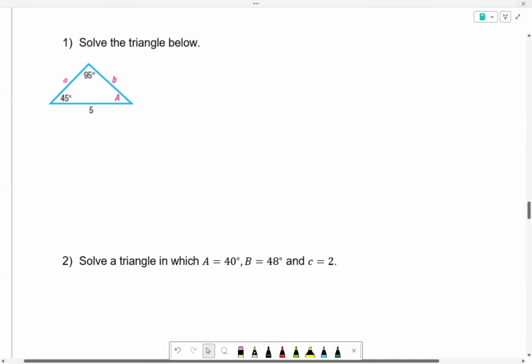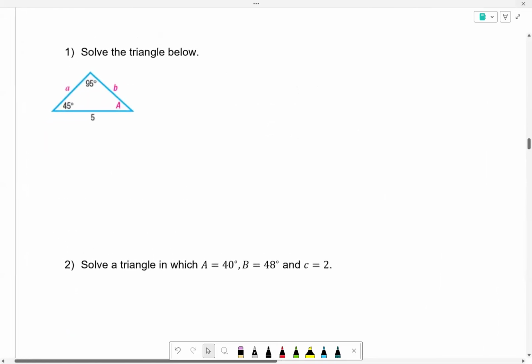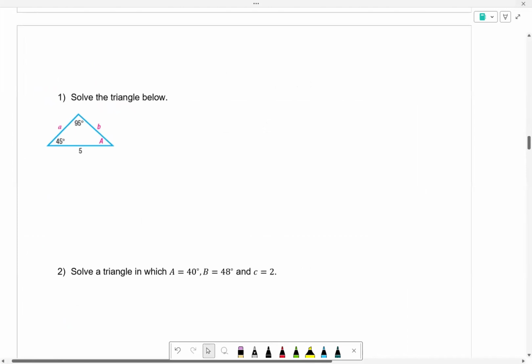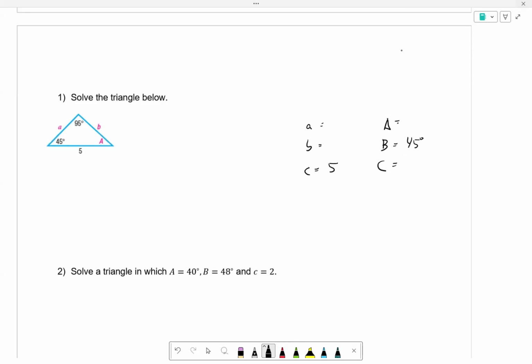Okay, so we're solving this triangle. When you're solving a triangle, I'd like you to get into the habit of putting all your information together as such: A, B, C, A, B, C. So here I don't know A or a, but I know that big B is 45 degrees. I guess this is 5 and 95 degrees.